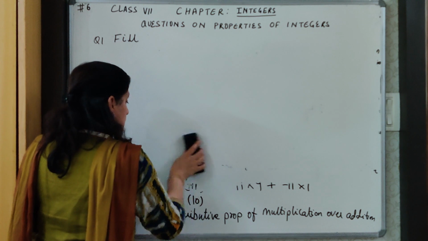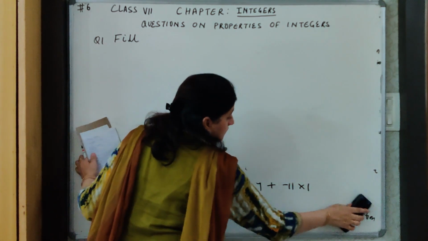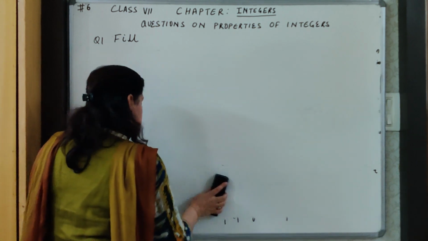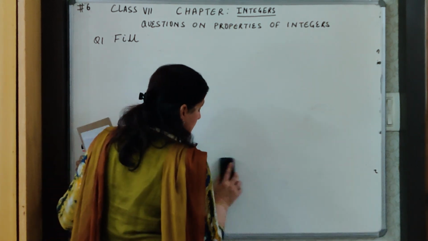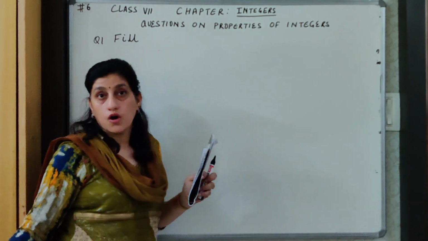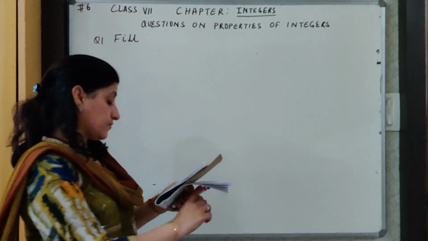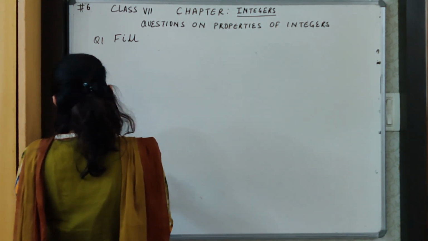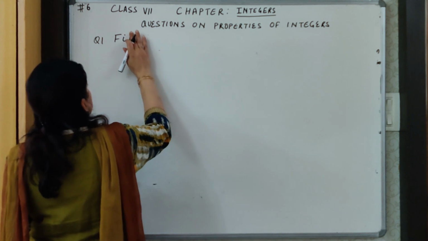So children, things are becoming easy. Keep practicing, because it is said practice makes a man perfect. And one more thing, that maths is all about practice. So now we move on to the next question, which is find the value of.